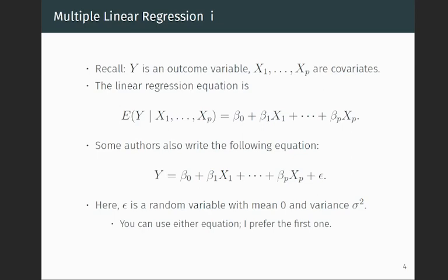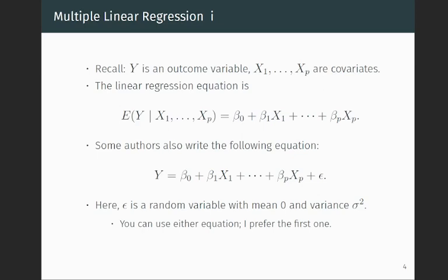Okay, so multiple linear regression. Let's again get some notation down first. Recall that y is an outcome variable and x1 up to xp are covariates. In multiple linear regression, we have a linear regression equation of the following form. The expected value of y conditional on all of the covariate values, x1 up to xp, is equal to beta 0 plus beta 1 x1 all the way up to beta p xp.